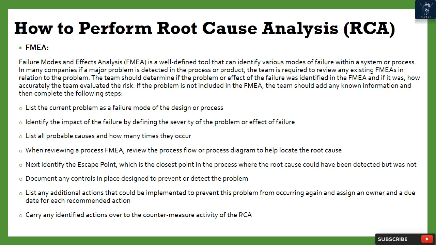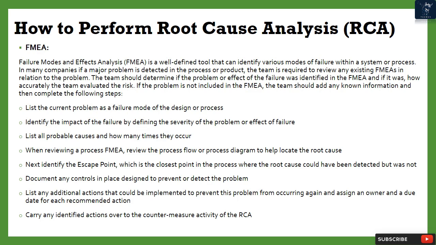FMEA. Failure Modes and Effects Analysis, FMEA, is a well-defined tool that can identify various modes of failure within a system or process. In many companies, if a major problem is detected in the process or product, the team is required to review any existing FMEAs in relation to the problem. The team should determine if the problem or effect of the failure was identified in the FMEA, and if it was, how accurately the team evaluated the risk. If the problem is not included in the FMEA, the team should add any known information and then complete the following steps.